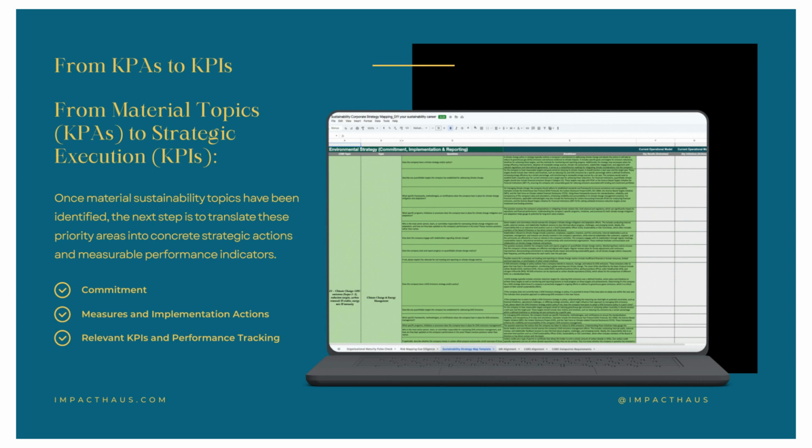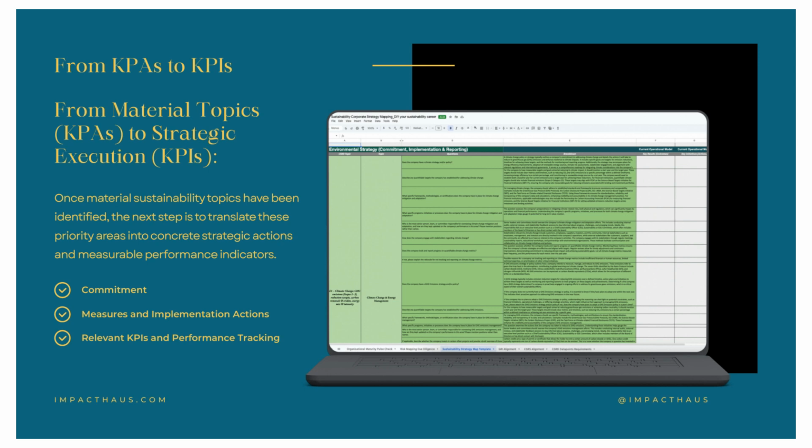In practice, there will usually be multiple initiatives supporting the same commitment. This is also the stage where companies define which departments are responsible for implementation, because sustainability initiatives typically involve several parts of the organization, including operations, procurement, finance, human resources, and supply chain teams. Once the actions are defined, we move to the final layer, which is performance measurement through KPIs.